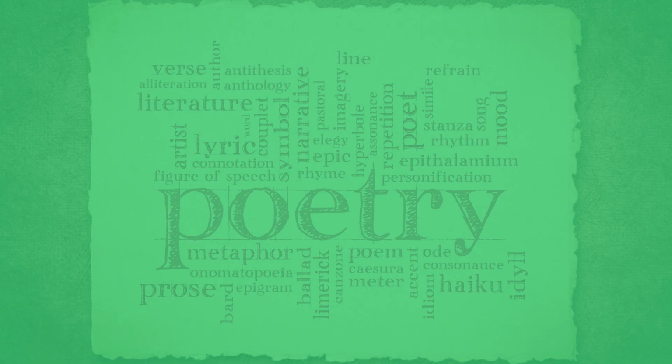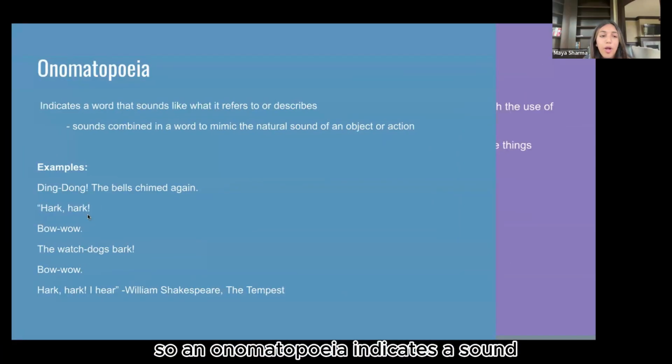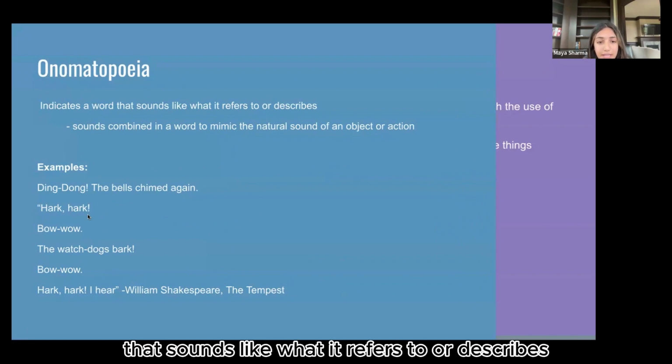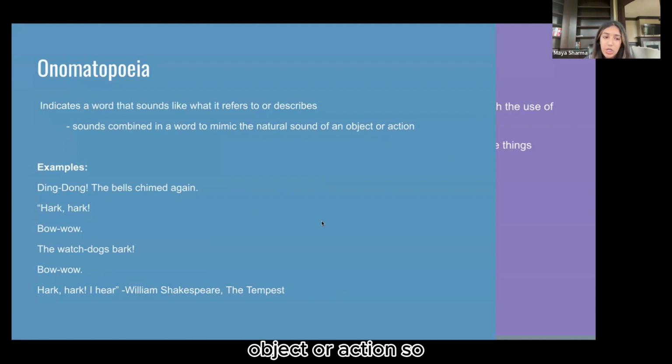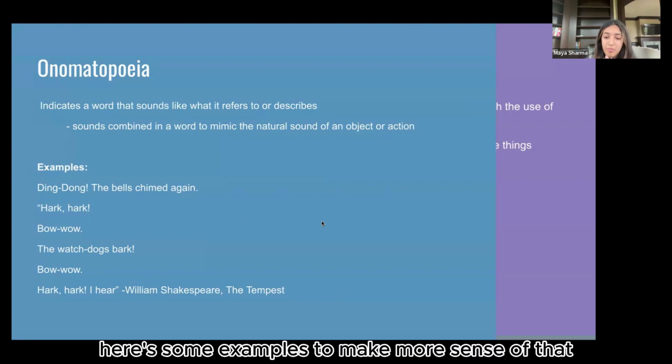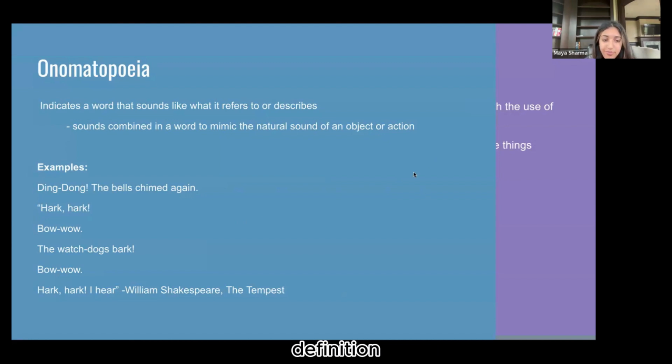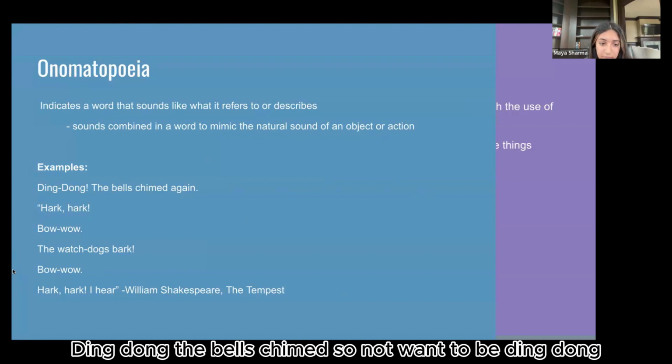And then next we have onomatopoeia. An onomatopoeia indicates a sound that sounds like what it refers to or describes. So it is a word that mimics the natural sound of an object or action. So here's some examples to make more sense of that definition. Ding dong, the bells chimed. So in that one it would be ding dong.